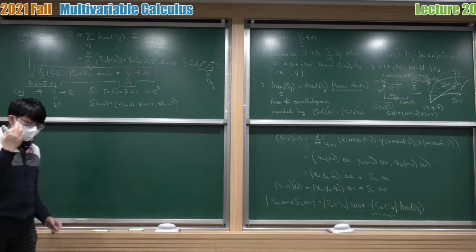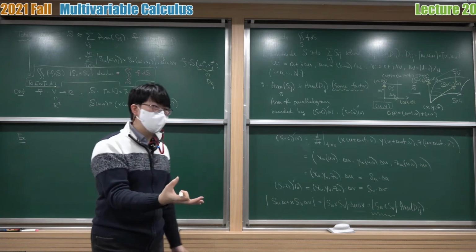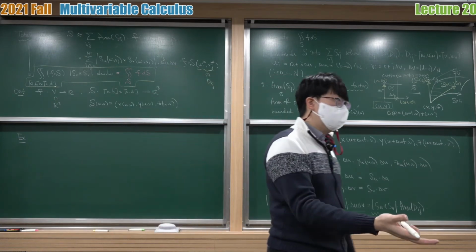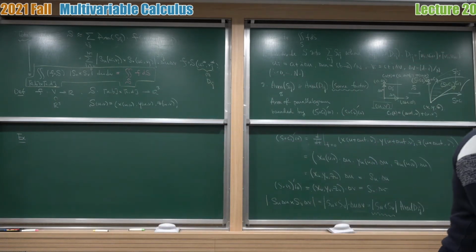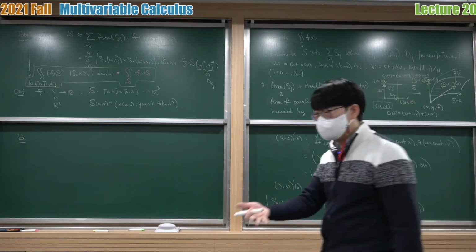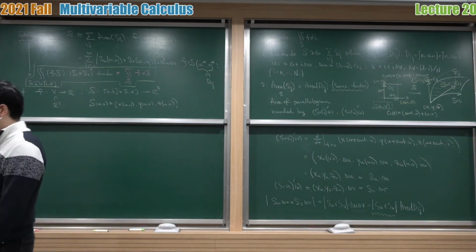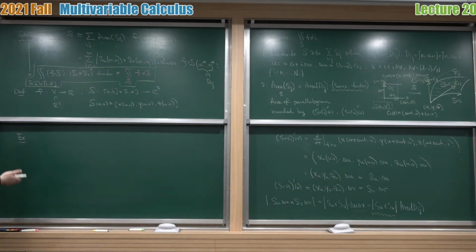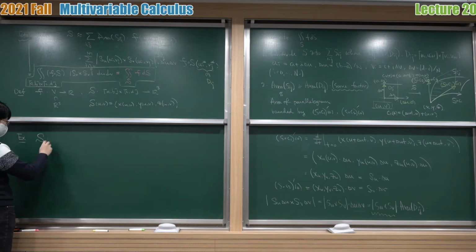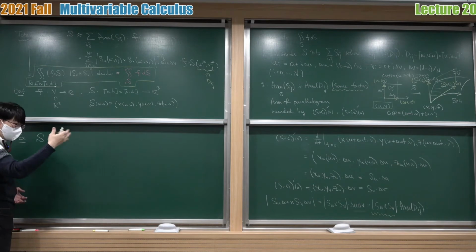If the density is 1, then the mass is equal to the area of the surface. So let's assume that the density is 1 and try to find the mass, the area, of the sphere, and then compare that with our known formula. So I'm going to define S to be the parameterization of the unit sphere.